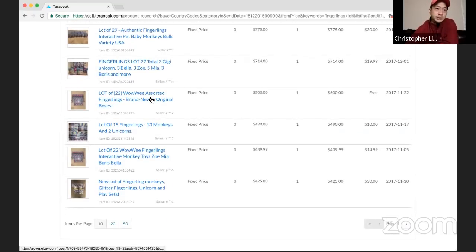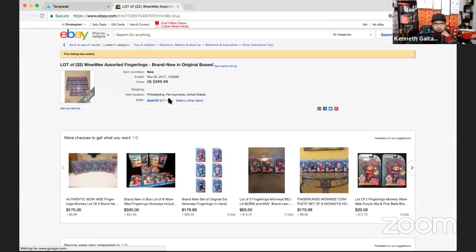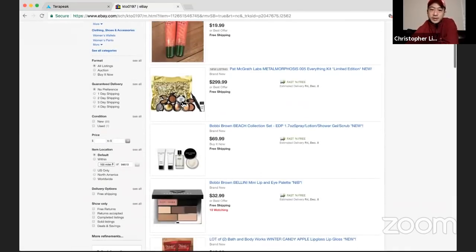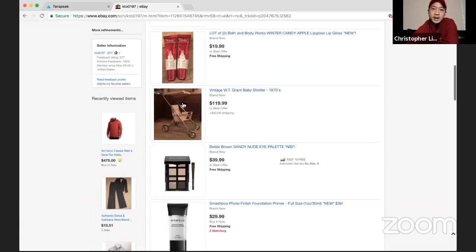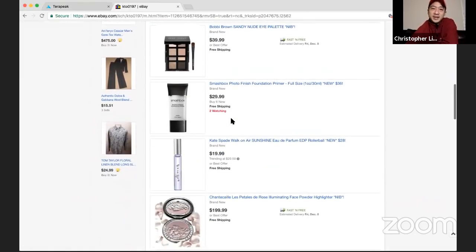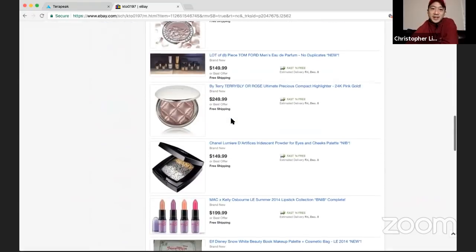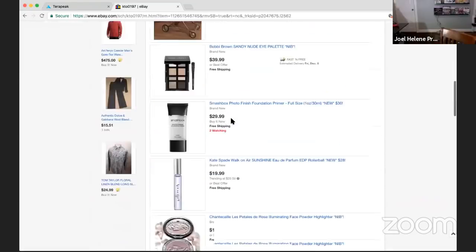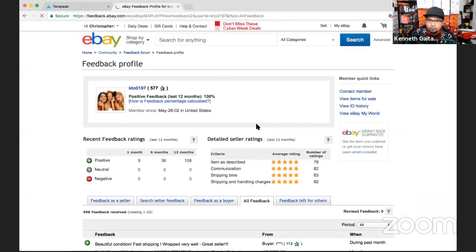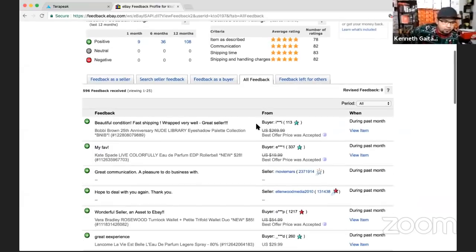You can get 22 assorted fingerlings. What happens when you click on it? Does it open up the actual listing? Yep. Whoa. It's sold. Wow. So this is interesting. I was going to say all new items, but there's a used stroller. This is pretty cool. Yeah, they undersold those fingerlings. That was so cheap. I would have bought that.